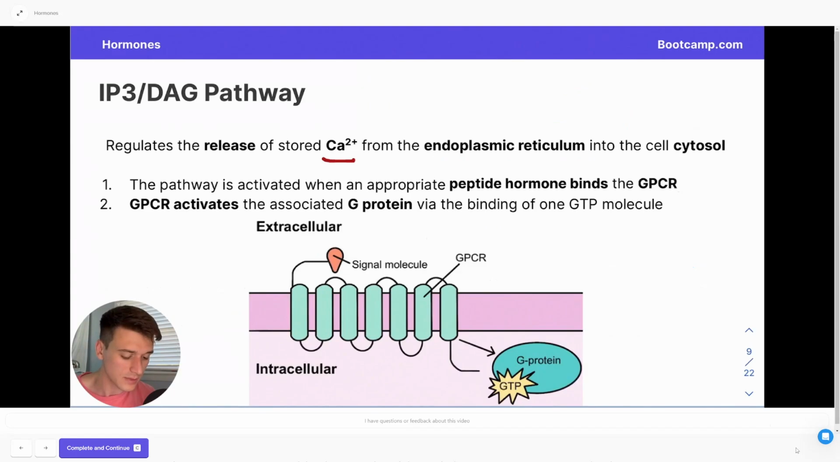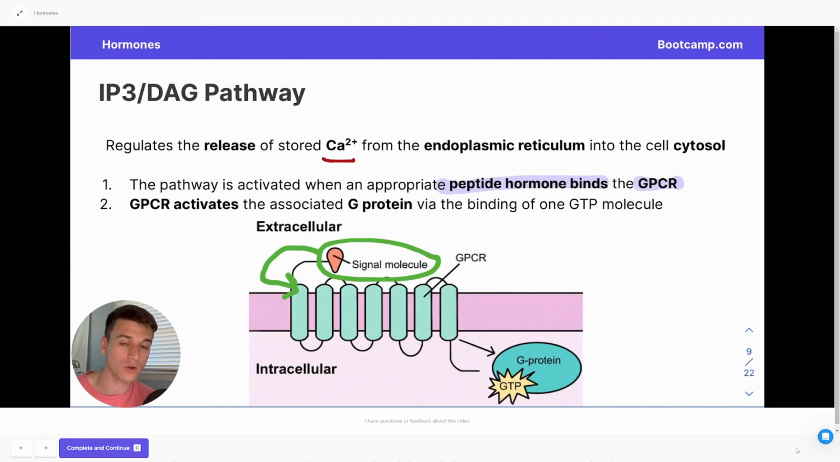So step 1, keeping in the spirit of peptide hormones, this whole thing is going to kick off when a ligand, in this case a peptide hormone, binds to our GPCR. And we can see that here. This is an expanded version of a visual that we've already seen. Here is our extracellular signal molecule, that peptide hormone, and it's going to associate with this G protein coupled receptor, remaining at all times in the extracellular environment.